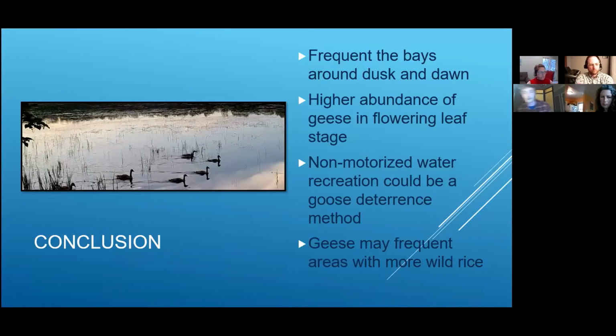So to conclude, I ended up finding that the geese went out around dawn and dusk times of day. There's a high frequency of geese in the flowering leaf stage of wild rice. Non-motorized water recreation could be a plausible goose deterrence method, and geese may frequent the areas with more wild rice.